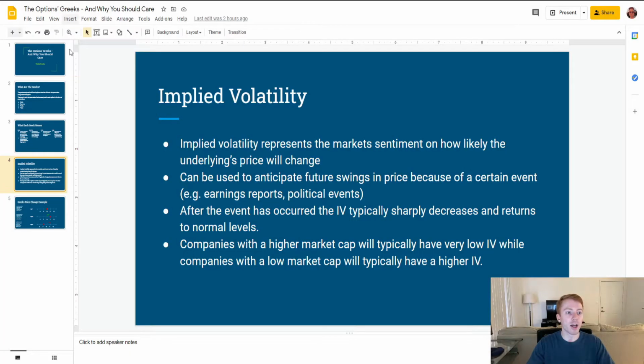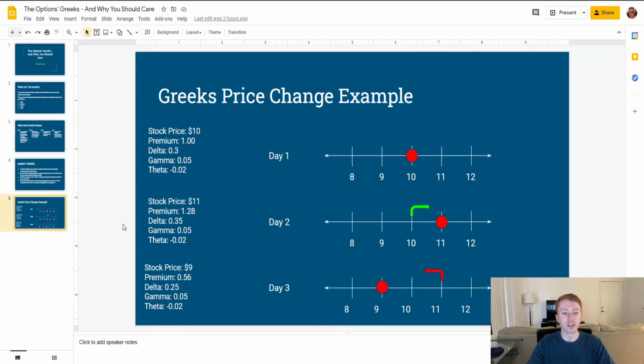So let's go back and look at a simple example of how these Greeks will actually play into an options premium. Let's assume on day one, the stock price is sitting at $10. You purchase this option for $1. The delta is sitting at 0.3, the gamma is sitting at 0.05, and the theta is negative 0.02. So this is our first day.